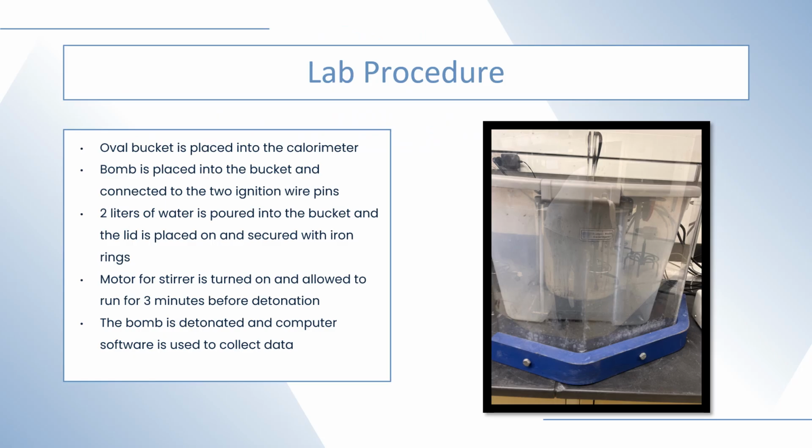Once the preparation of the bomb is done, an oval bucket is placed into the calorimeter. Then the bomb is placed into the bucket and connected to 2 ignition wire pins. After that, 2 liters of water is poured into the bucket, making sure that no oxygen bubbles are escaping, and the lid is placed on and secured with iron rings. The motor for the stir is then turned on and allowed to run for at least 3 minutes before the detonation. Once that's done, the bomb can be detonated and the computer software is used to collect all the data.